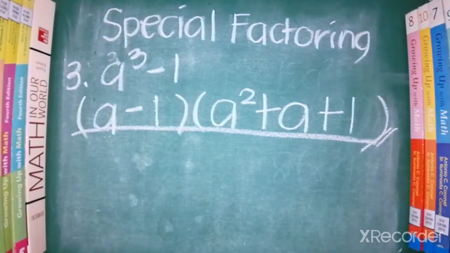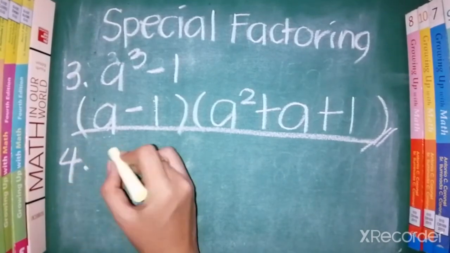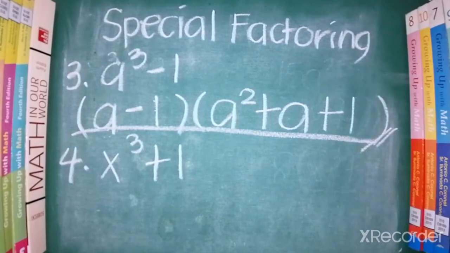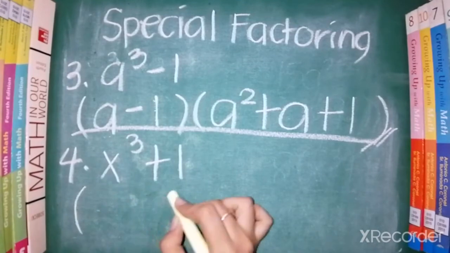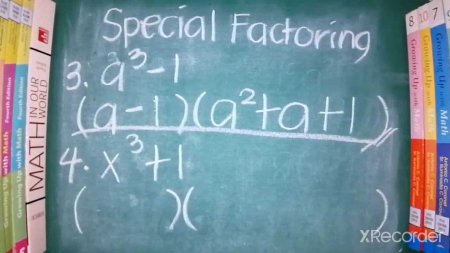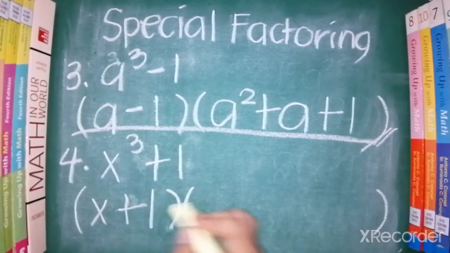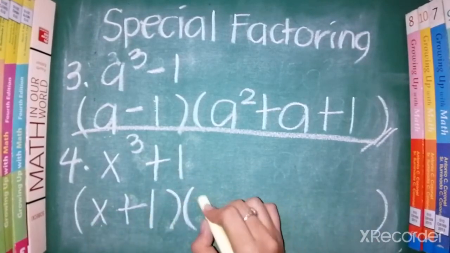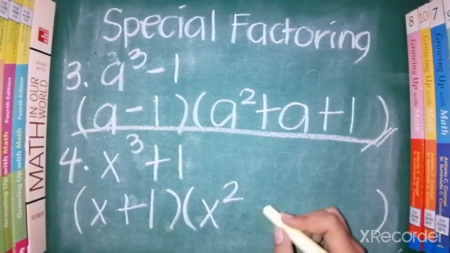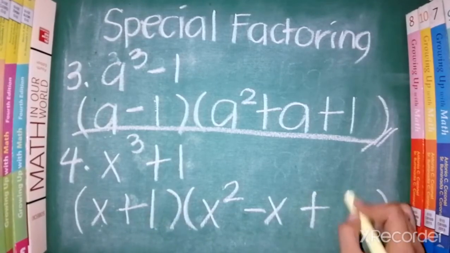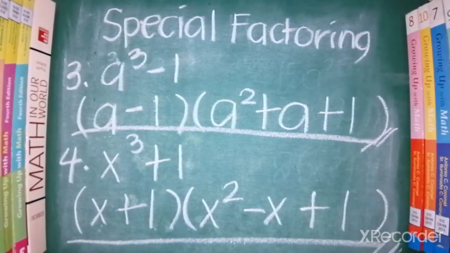So next example, we have there x³ + 1. This time, this is the sum of two cubes again. So make two parentheses. So the cube root of x³, that is x, the cube root of 1, that is 1. So copy. So x squared, that is x². 1 times x, that is x. And then 1 squared, that is 1. So our answer is (x + 1)(x² − x + 1).